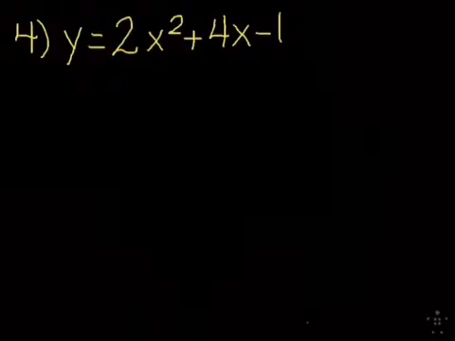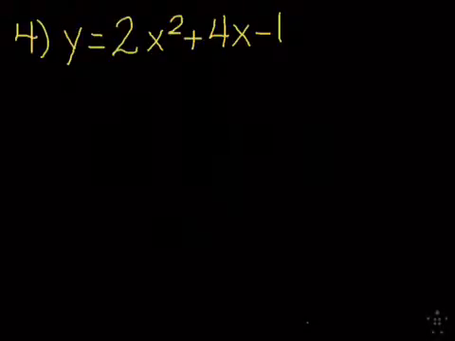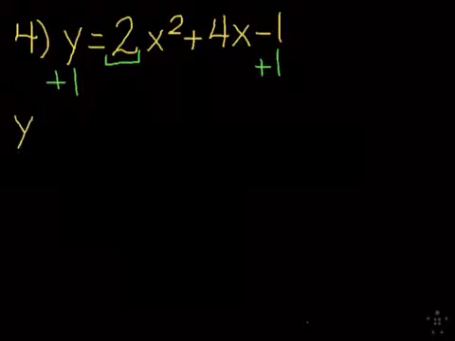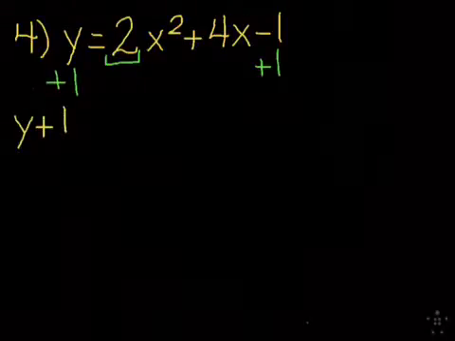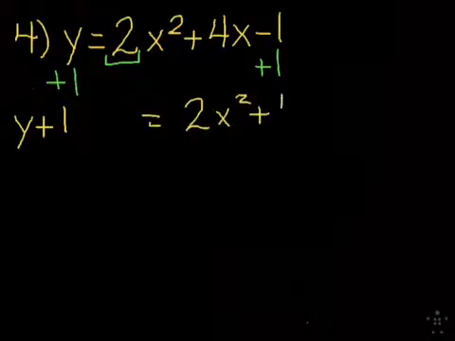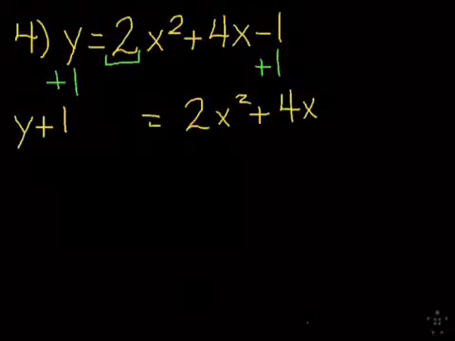This time, you have a number in front of the x squared that is different from 1. So we're going to start it out the same way like we usually do. We're going to add 1 to both sides. So I end up with y plus 1 equals 2x squared plus 4x. Okay, but this time, because we want to write it as a square, like we do with every other problem, I have to do something else.